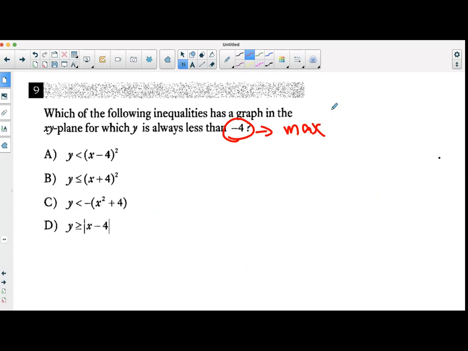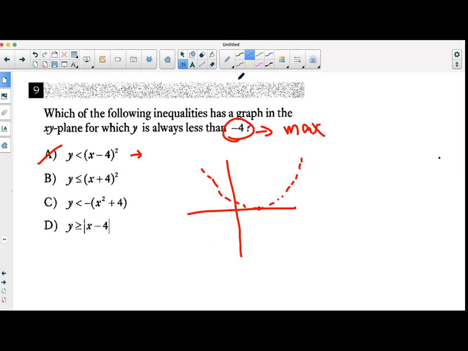-4 has to be our maximum. In case of A, we get to realize that x minus 4 squared. So in case of the first one, our vertex is when x equals 4. And then it's going to go up because it's not equal to, right? And the y has to be less than that. So y has to be less than that. It can be everything from all the way up here below that. So that's why it's not it.